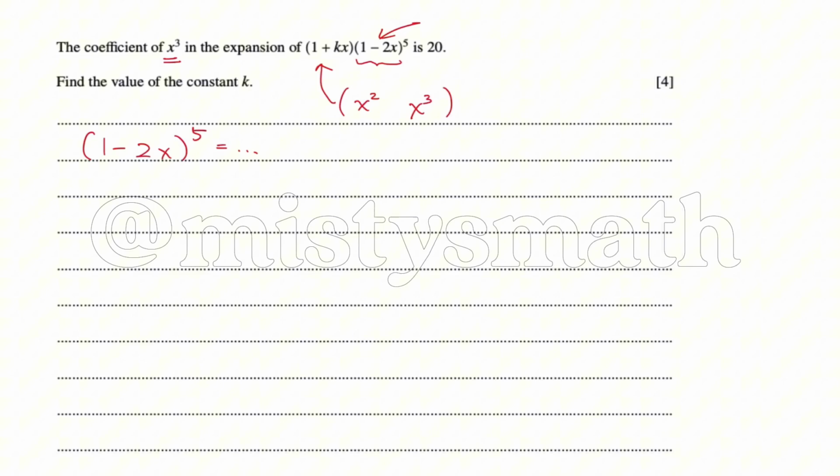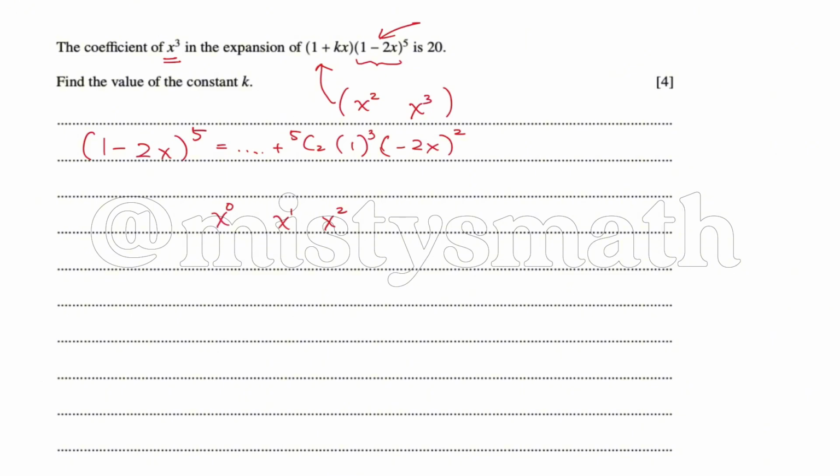There are previous terms we are not interested in. Now we are interested in term number 3, because the first term is just x to the power of 0, the second term is x to the power of 1, and the third term is x to the power of 2. To get the third term, we have 5C2 times 1 to the power of 3 times (-2x) to the power of 2, and minus r.